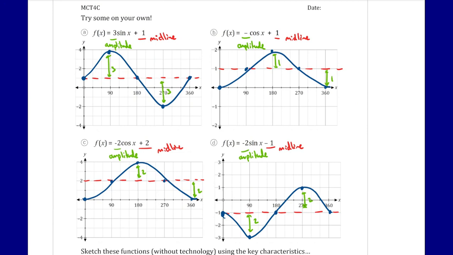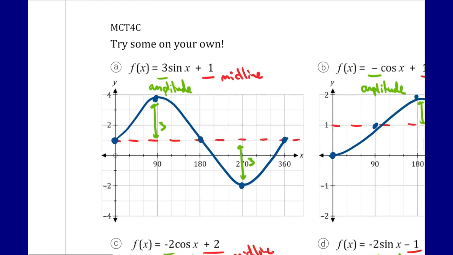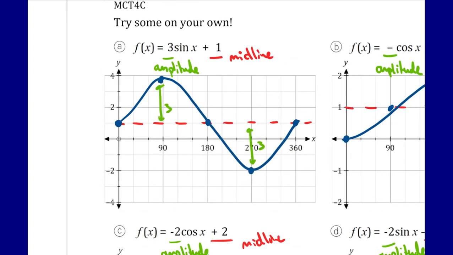So coming back to our 4 examples, this is what we should have. If we look at the first one, 3 sine x plus 1, the plus 1 means our midline is at positive 1. The 3 means our amplitude is 3. So the sine wave starts on the midline, at 0. At 90, we're at our maximum, or up 3. At 180, we're back at our midline. And at 270, we're at our minimum, or down 3 from the midline, and then back up to our midline at 360.